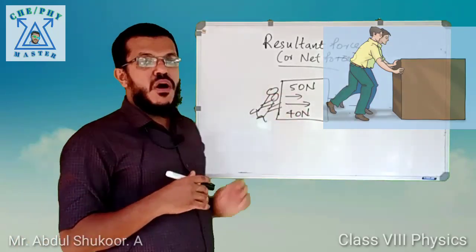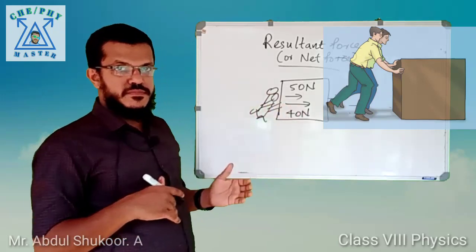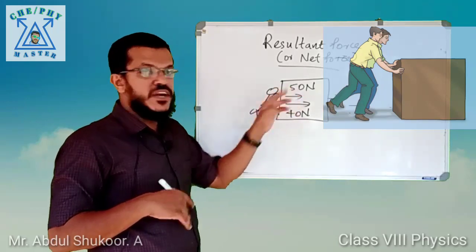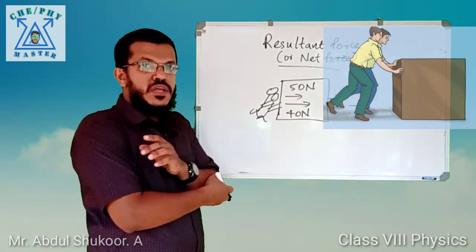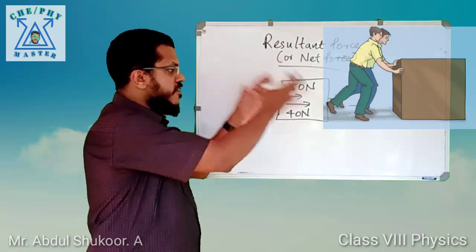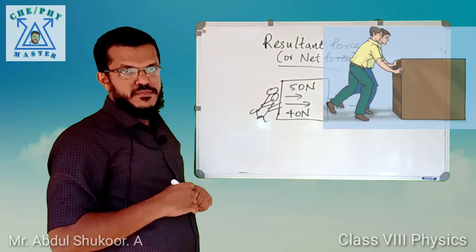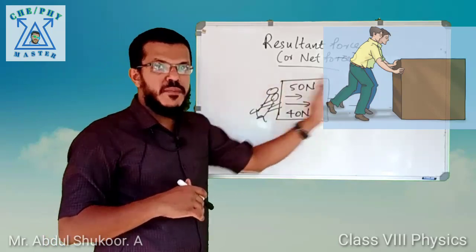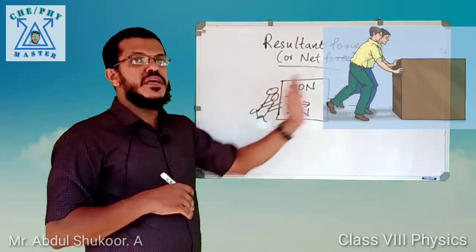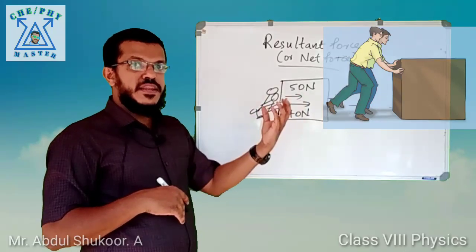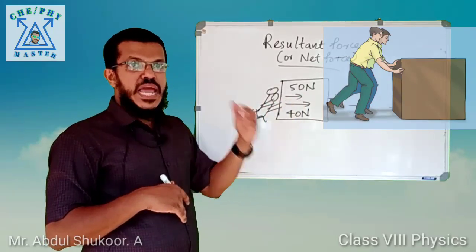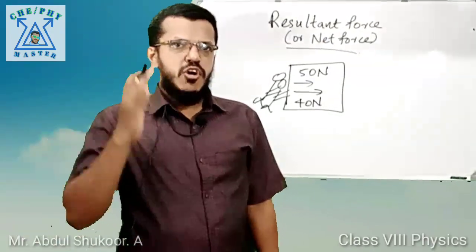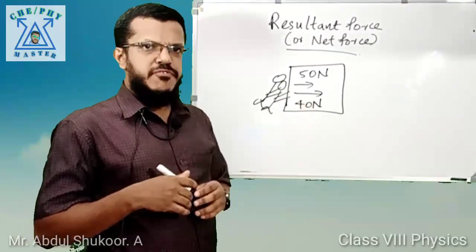In this box, more than one force is acting. One force is applied by you, that is 40 Newton, and another force is applied by your friend, 50 Newton. Then how can you find out the total force, or resultant force, or net force acting on this object? Just add these two forces, because these two forces are acting in the same direction. If the forces are acting in the same direction on an object, then the resultant force or net force can be calculated by just adding these two forces. Then the resultant force, that is the total force acting on this box, can be found.